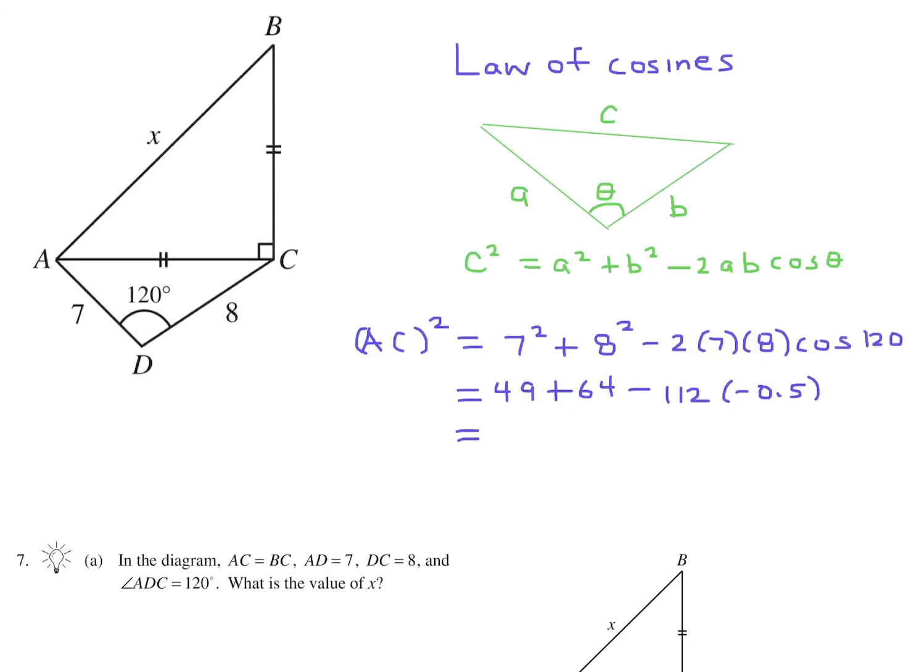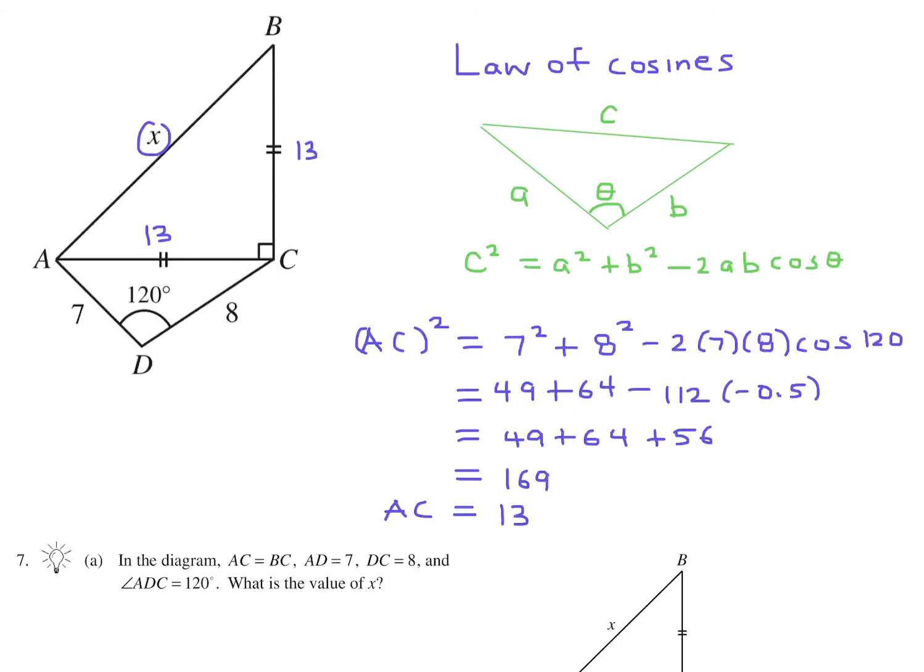So this becomes 49 plus 64 plus 56. And that is 169. And therefore AC would be the square root of 169, which is 13. So AC is 13. Now these little symbols mean that those two sides are the same. So this is therefore also 13.